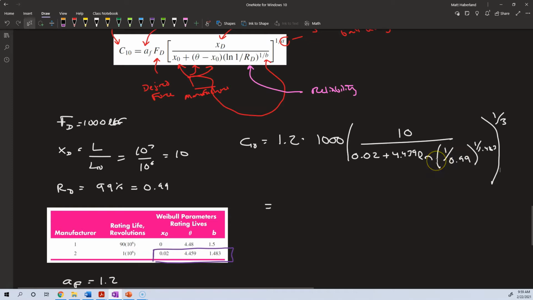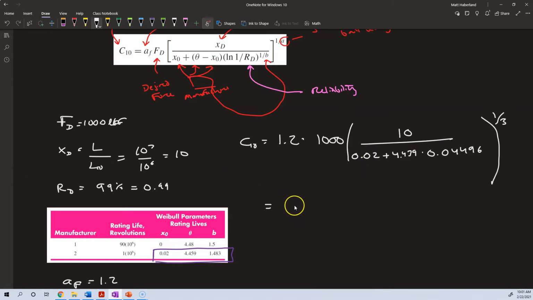Now let's see, 1 over 0.99, that's 1.01 repeating. The log of that 1.01 repeating is 0.01005. Now take that to the 1 over 1.483. I'm getting 0.04496. And I suggest that you go through those steps and simplify that bit before plugging the rest into your calculator, because otherwise it can get a little hairy.